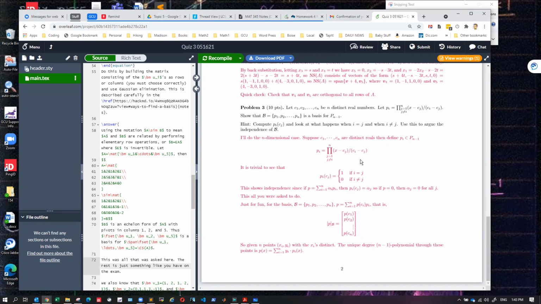Sorry, if i is equal to j, and I do pi, I've got to be careful about where I'm using my i's and j's here. So now I'm doing pi of ci. If i is equal to j, so I'm looking at pi of ci, because i is equal to j, I'm in that case. So all these terms become ci minus cj over ci minus cj, so they all are 1. You just get a big product of 1s, and that gives you 1. So that's why that's true.